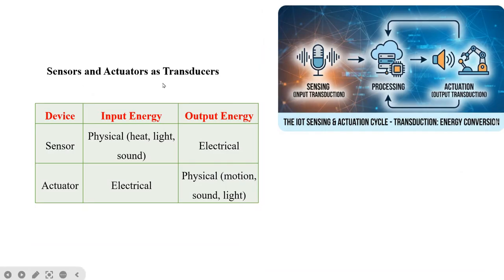Next, sensors and actuators. These are the transducers. Suppose you are using a sensor. The input to this sensor is physical energy, in the form of heat, light or sound, and it is converted to electrical energy. If you have an actuator, the electrical energy is converted to physical energy, that is motion, sound and light. So what is happening here? One form of energy is converted to another form of energy. Therefore, sensors and actuators are transducers.